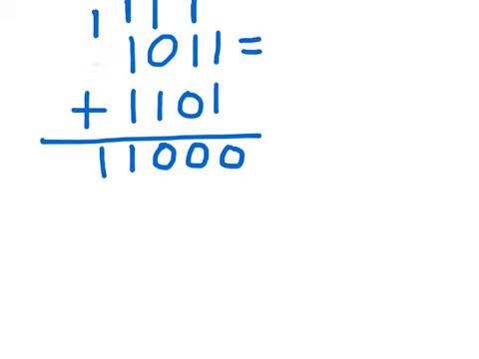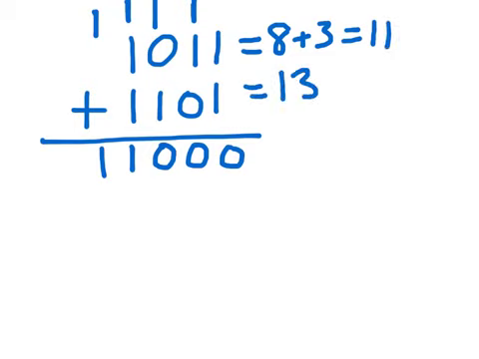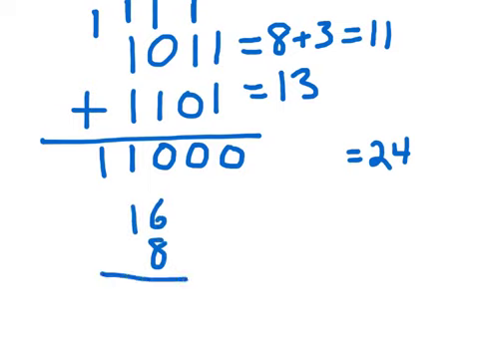And we can test this very easily by knowing that this is 8 plus 3, which is 11. And we know that this is 13. So 11 and 13 is going to be 24. So we know that the answer needs to be 24, and we can simply check it by saying 16 and 8. And we know that it's going to be 24. So that's how this method of binary addition works.